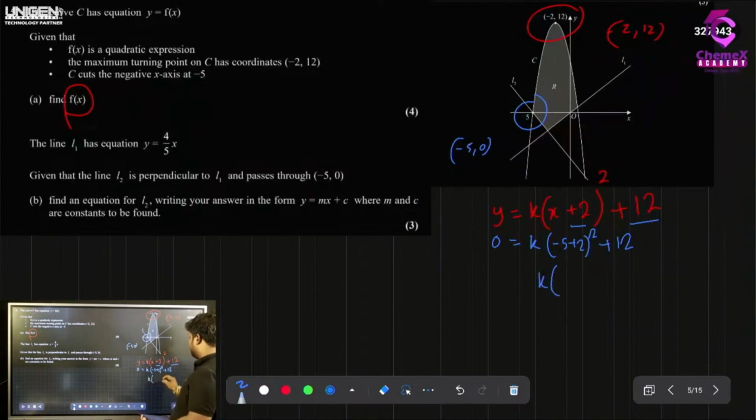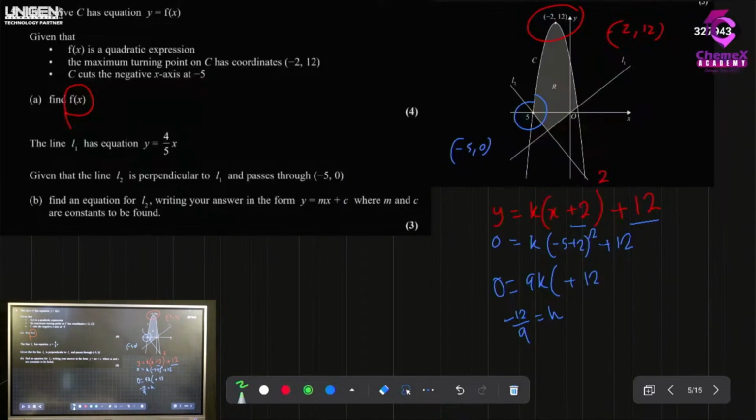K times, what is minus 5 plus 2 squared? 3 squared, right? 9. 9k plus 12 equals 0. So minus 12 divided by 9 equals k. So what's the k value? So minus 4 over 3. Minus 4 over 3. So it's going to be y equals minus 4 over 3.